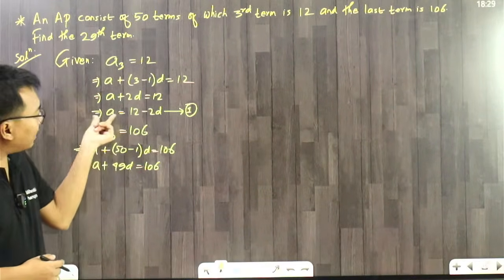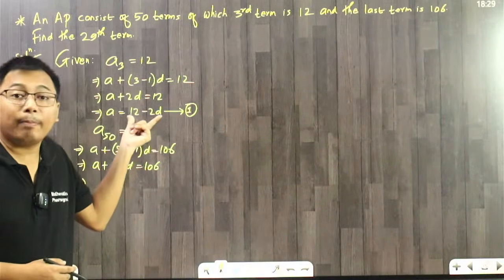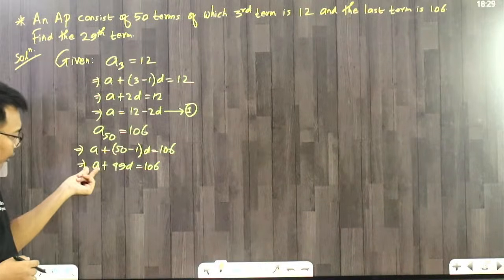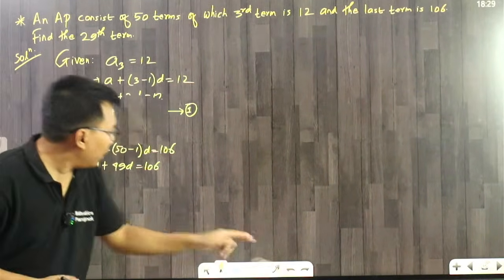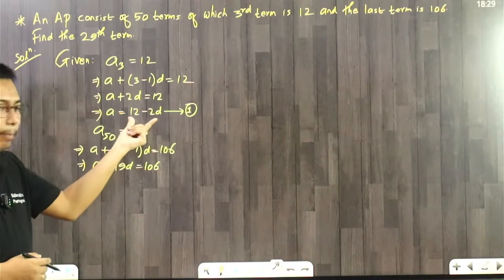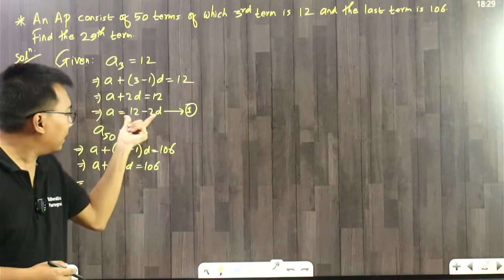Now see, what is the value of A here? From equation 1, what is the value of A? The value of A is 12 minus 2D, right? So in place of this A, we'll put 12 minus 2D. In place of this A, we'll put this value.